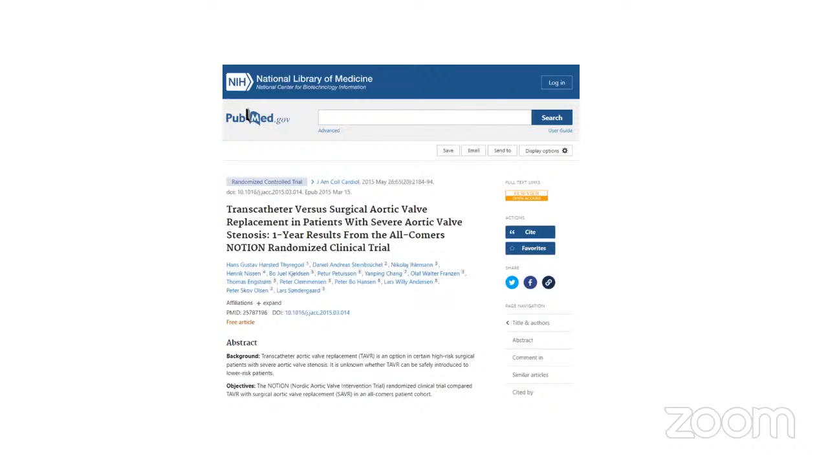This is the NOTION Nordic aortic valve international trial, which enrolled 280 patients aged 70 at least and assigned them to TAVI with Medtronic CoreValve or SAVR. More than 80% of patients were considered at low risk for surgery, with STS 2.9 and 3% for TAVI. There was no significant difference in all-cause mortality, stroke: TAVI was 4 and SAVR 7 between the two groups at 1 year follow-up. Similar results were observed at 2 years.